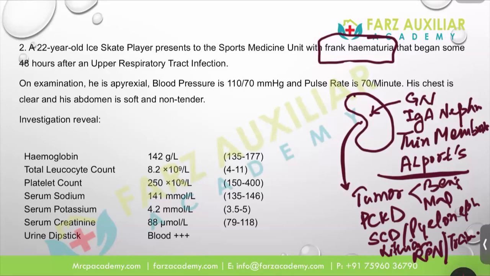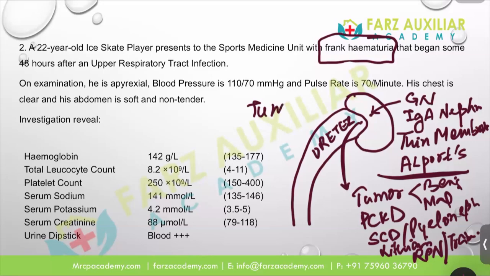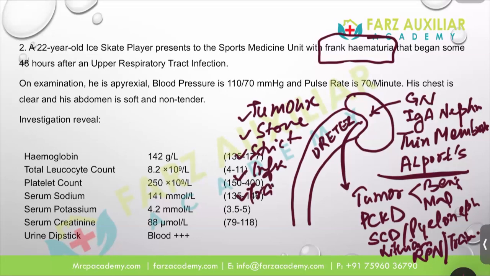Now, can somebody tell me the cause of hematuria in the ureters? Stone. Stricture. Okay. So let's start with the tumors of the ureter. Then, of course, the stone. Then the stricture. Then the infection, ureteritis. And of course, trauma.